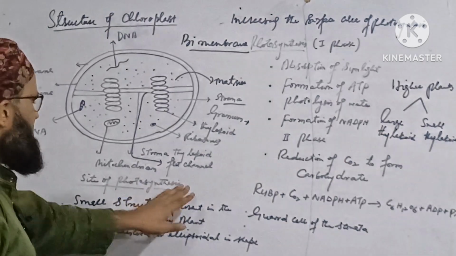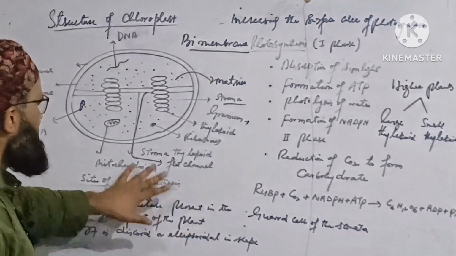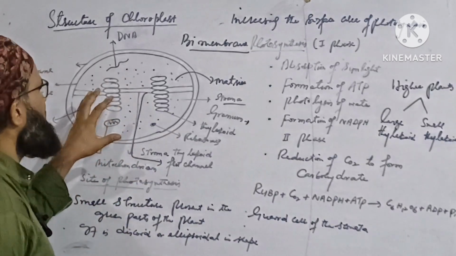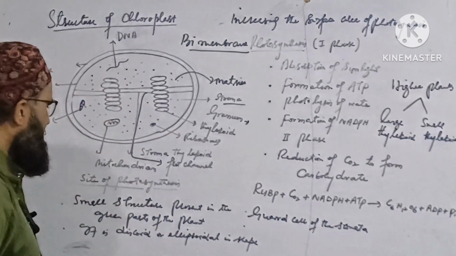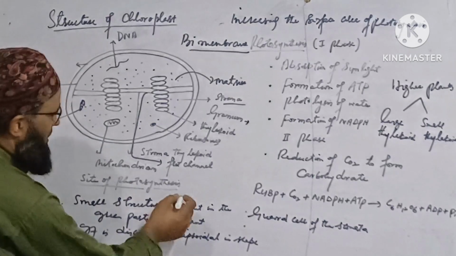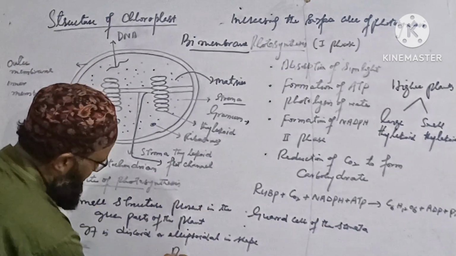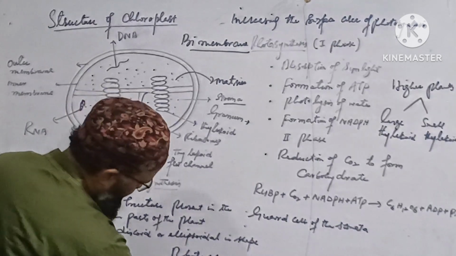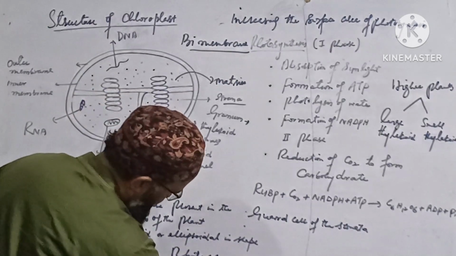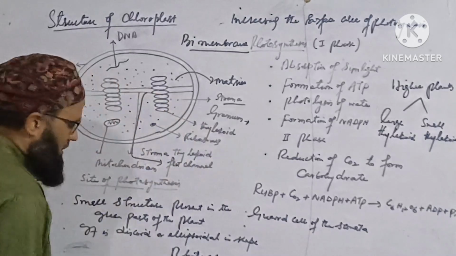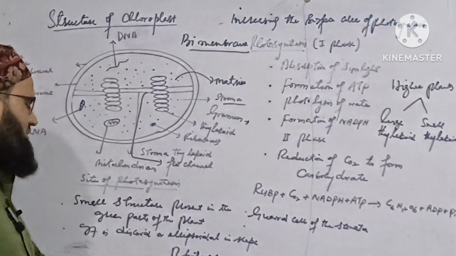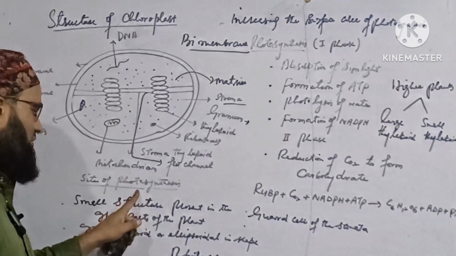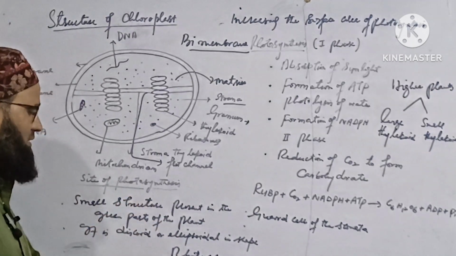What is the site of photosynthesis? That means the photosynthesis process is carried out in this chloroplast. This photosynthesis process is called a photochemical reaction. Why is it called a photochemical reaction? Because this chemical reaction is carried out only in the presence of light.